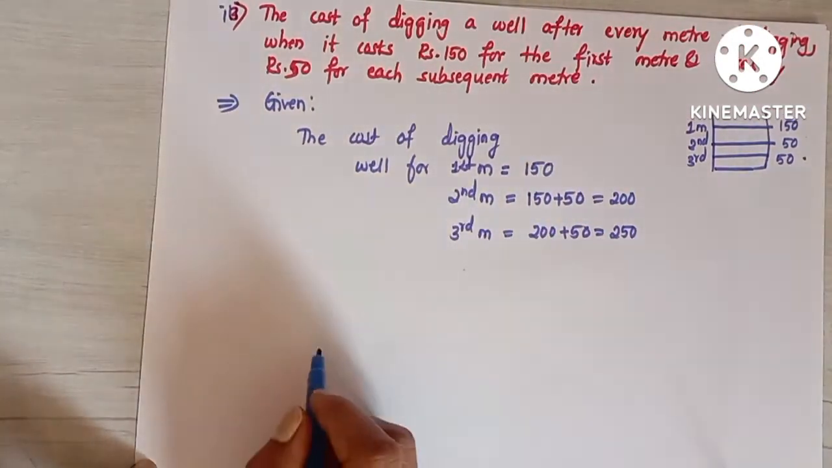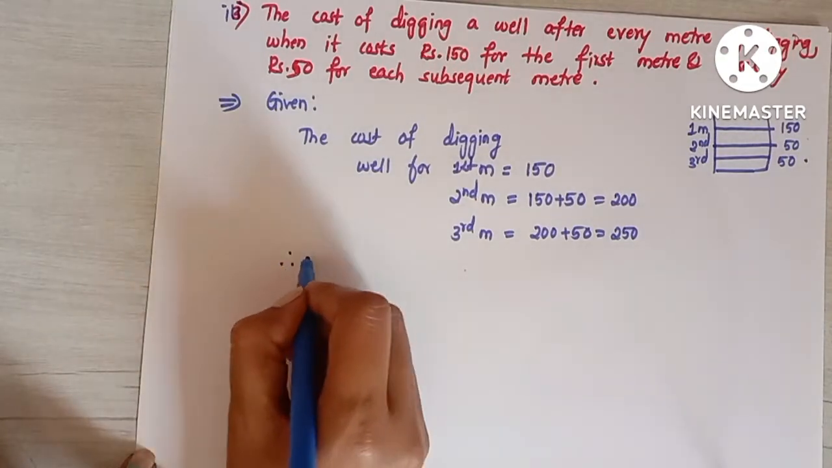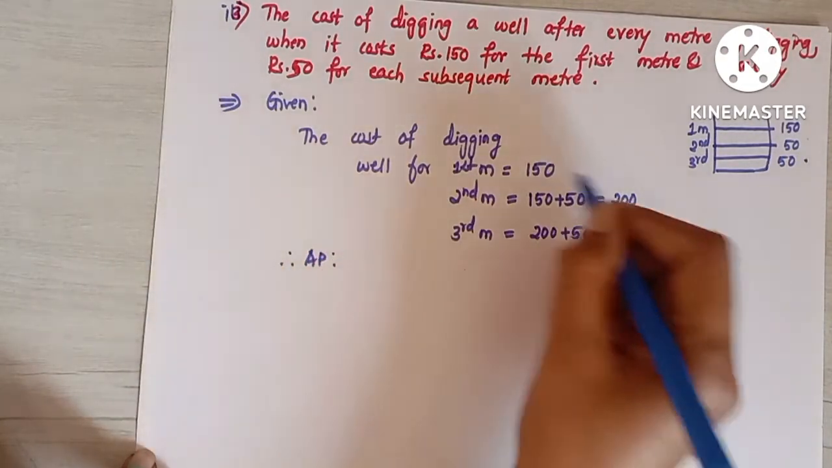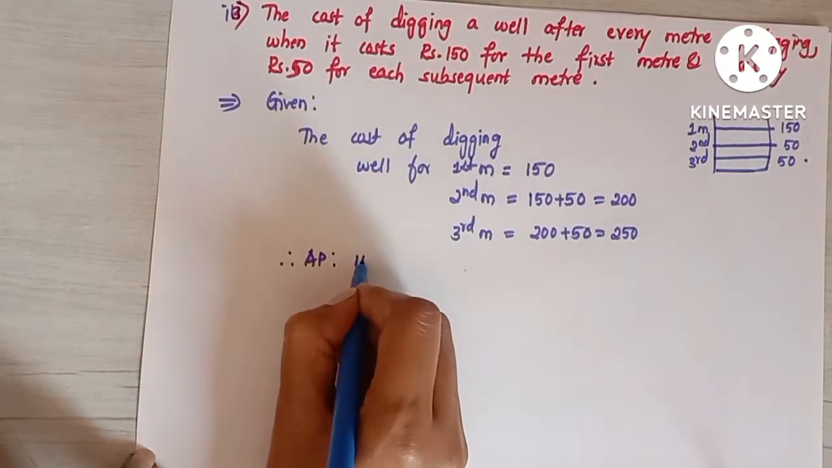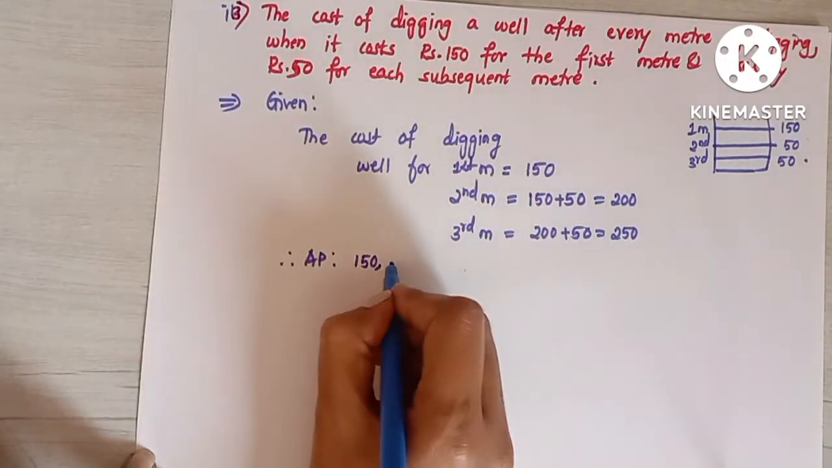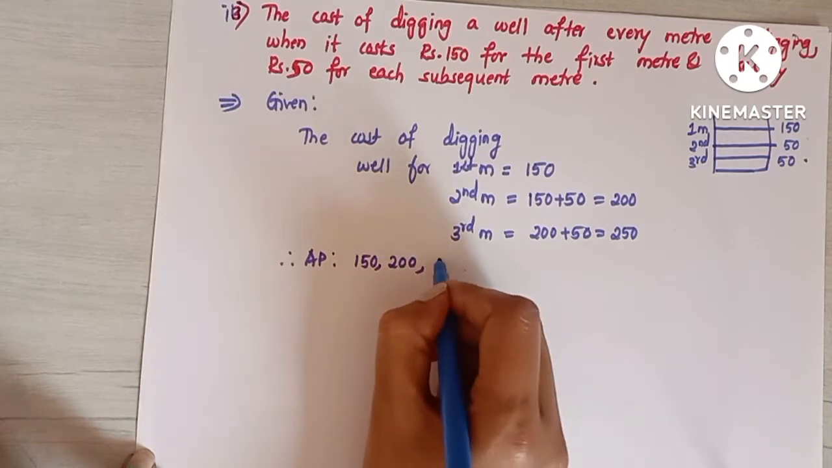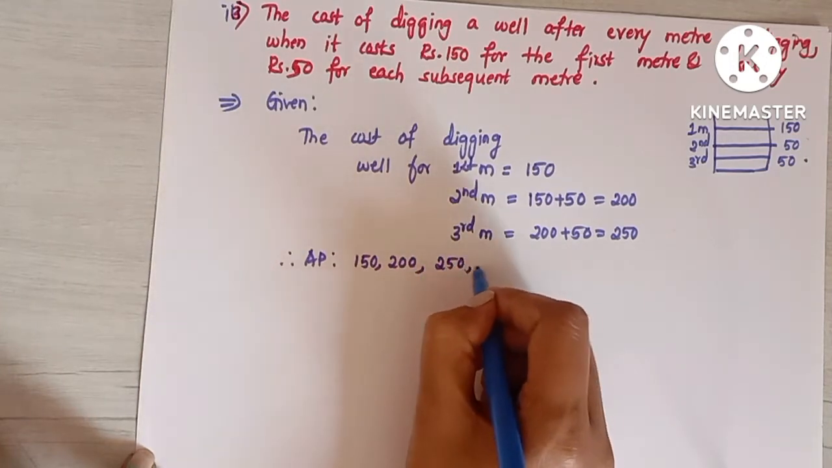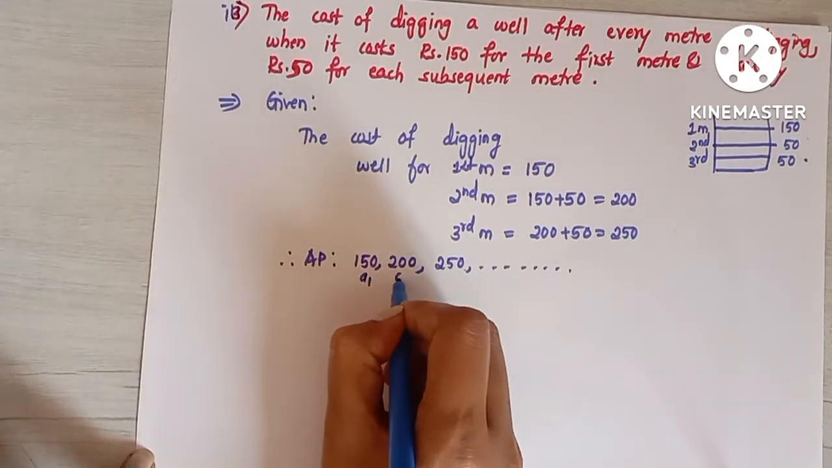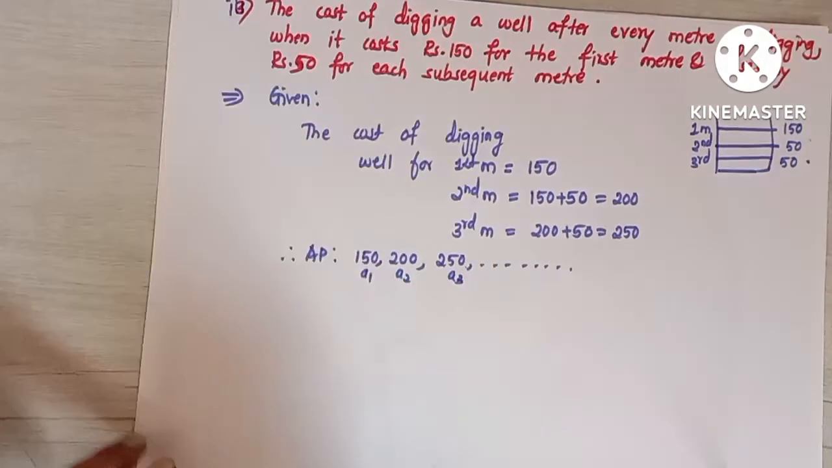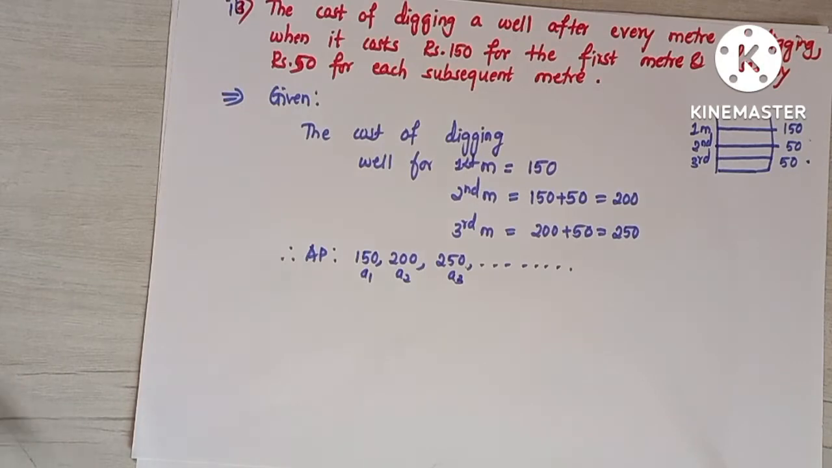And it continues. Okay. Therefore, AP is, for the first meter it is 150. For the second meter it is 200. For the third meter it is 250 and so on. Let us take it as A1, A2, A3. So here we have to calculate A and D.